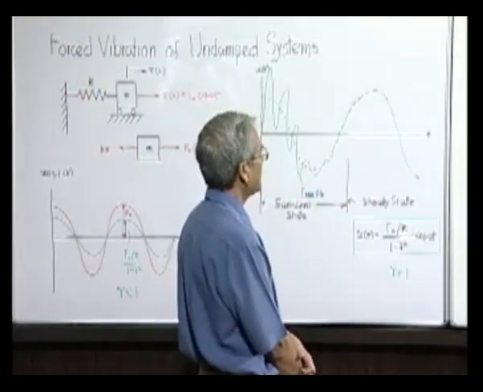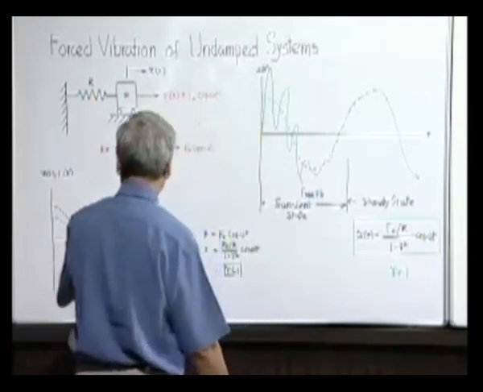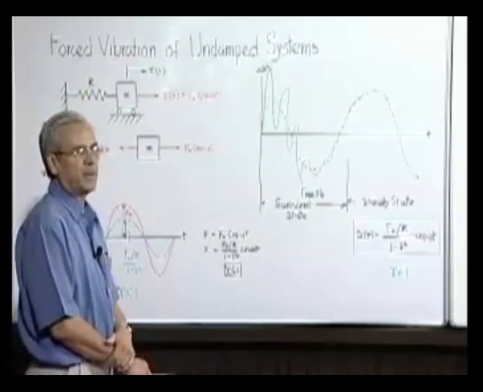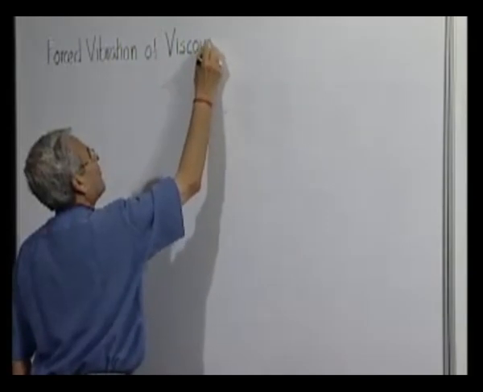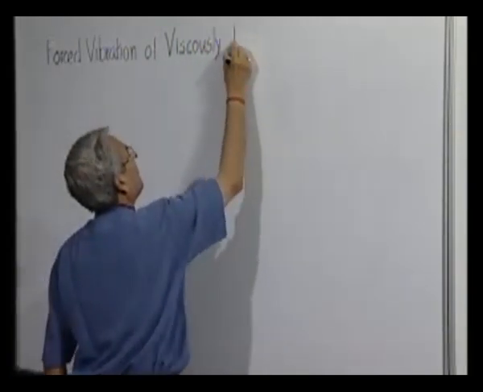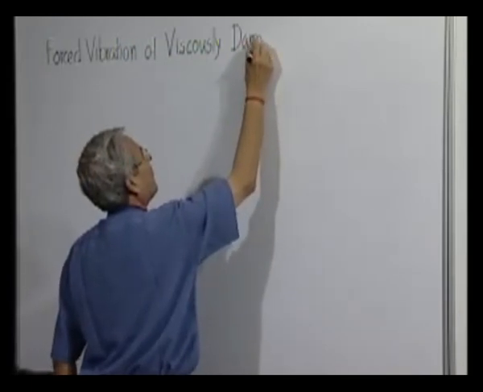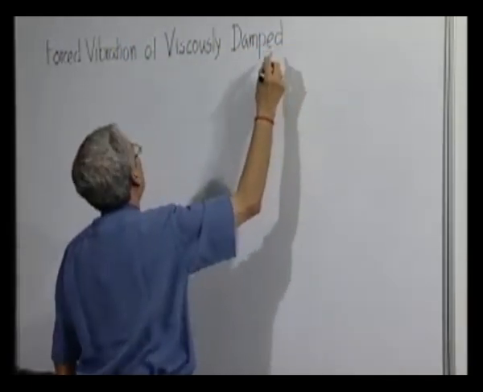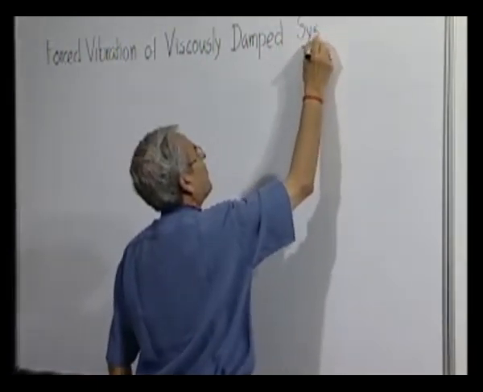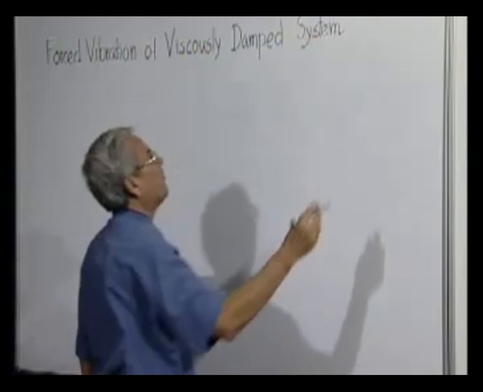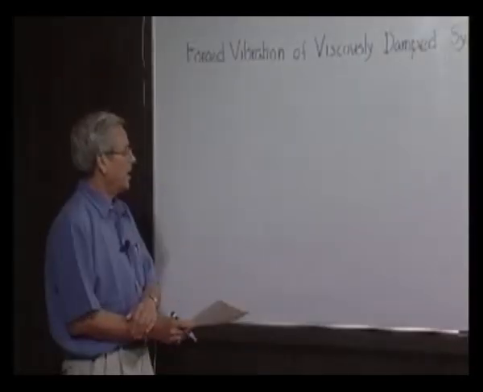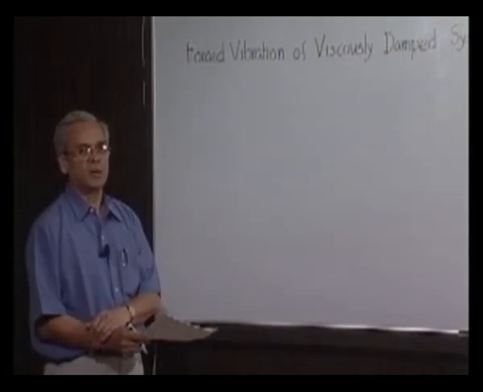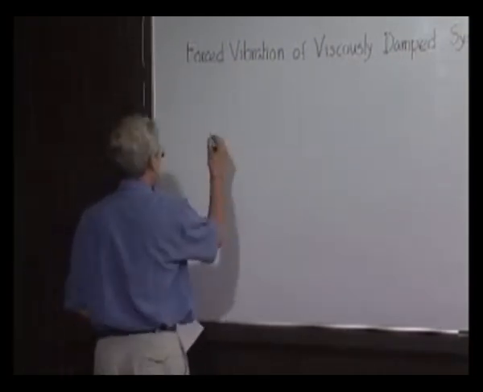Next, if we have to take up more realistic cases, we will now consider a viscously damped system and subject it to a harmonic force. So, we will now take up a more realistic case where there is a certain amount of viscous damping present, and again we will subject it to a simple harmonic function of time as the force, so a harmonically excited system.